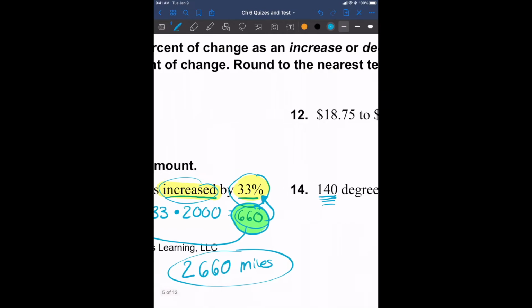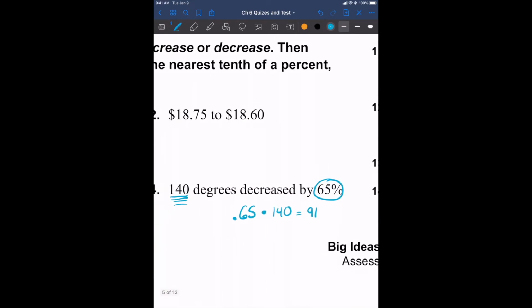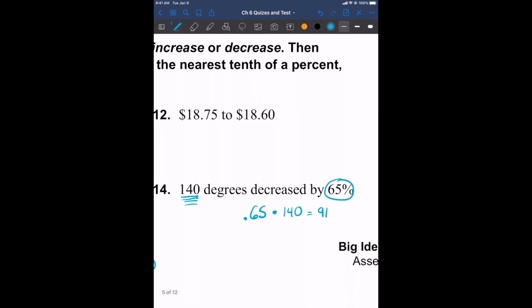Now remember, just like over here, that 91 is not the final answer. That 91 is how many degrees it decreased by. So I'm going to take the original, 140, and subtract the 91. You get 49. Oops, not percent, degrees. 140 degrees decreased by 65% would get you 49 degrees.